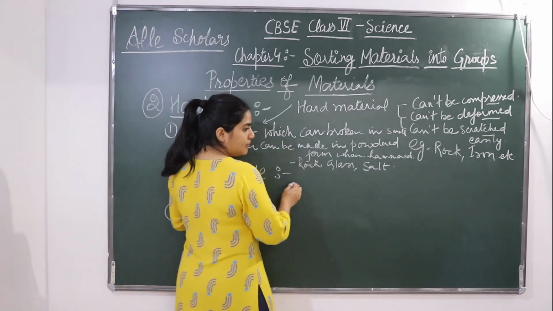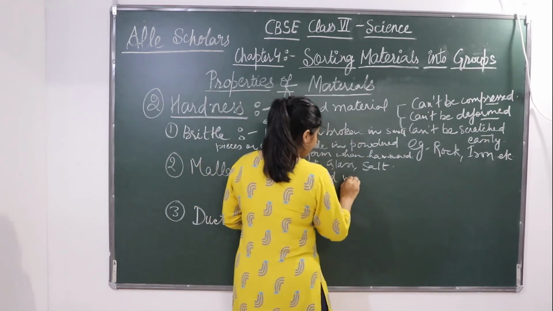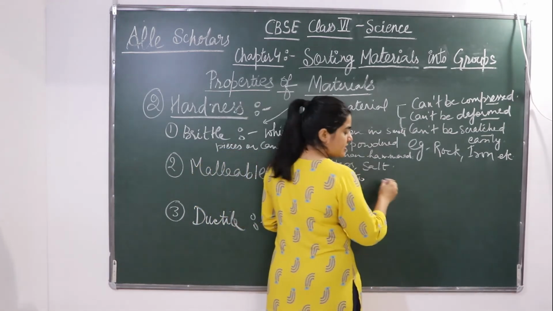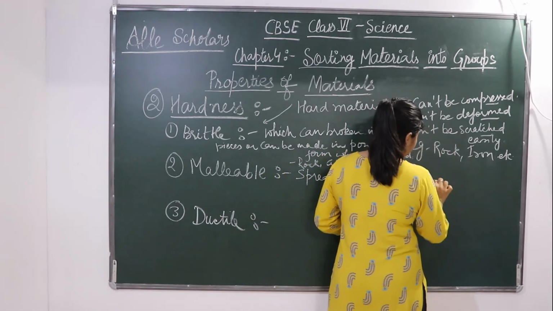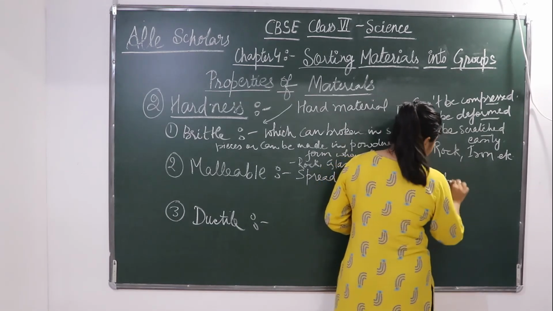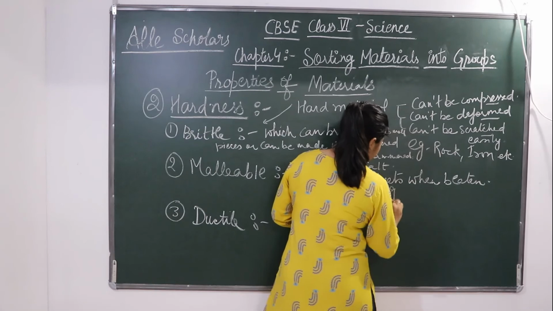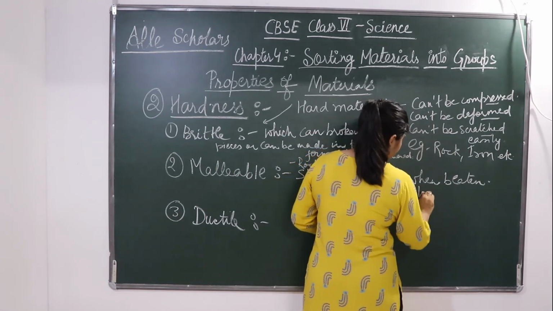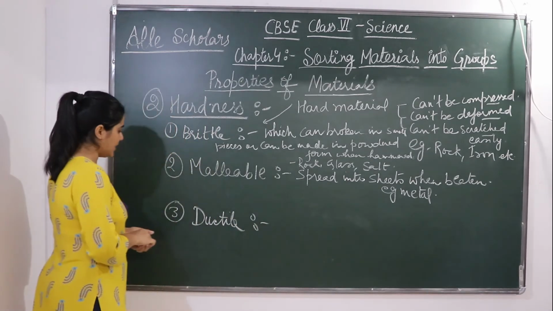Okay, so malleable is one that can be spread into sheets when beaten. Okay, example is metal. Any metal is there. You beat aluminum, it can be spread into sheet.